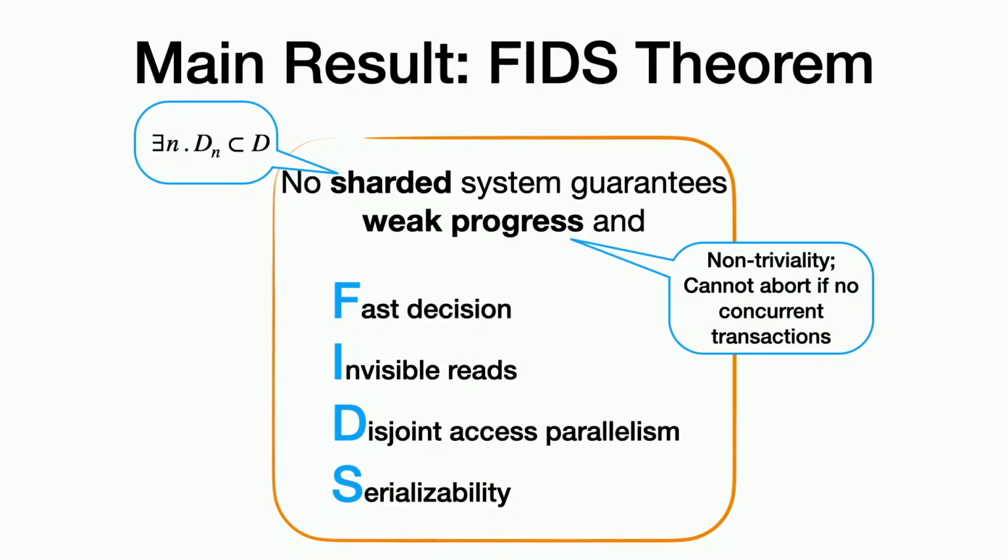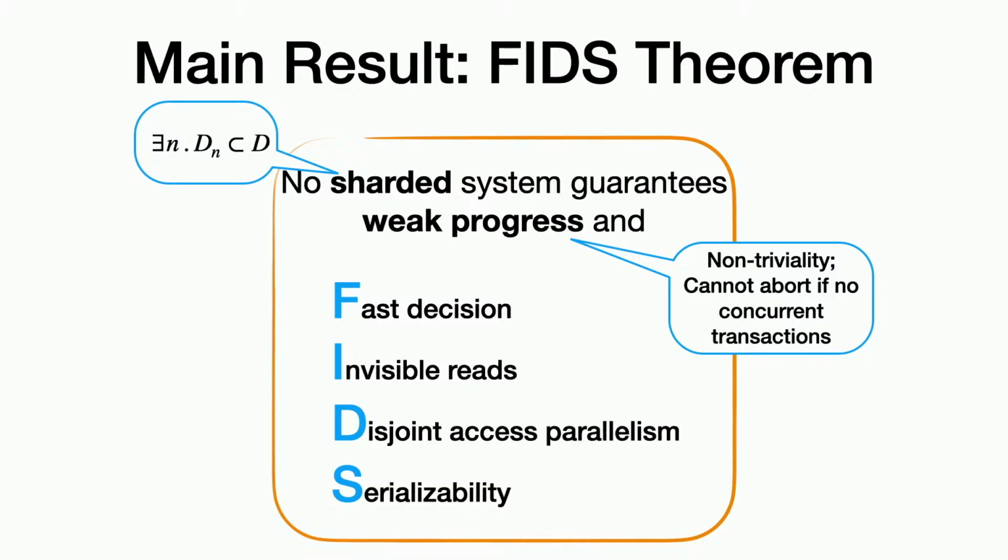So it's the fast decision that we just talked about, the two properties, invisible reads and disjoint access parallelism, which are very well-known parallelism properties from the parallel transactional system literature, and serializability, which is our correctness condition. Okay. Yeah. So it's a negative result.